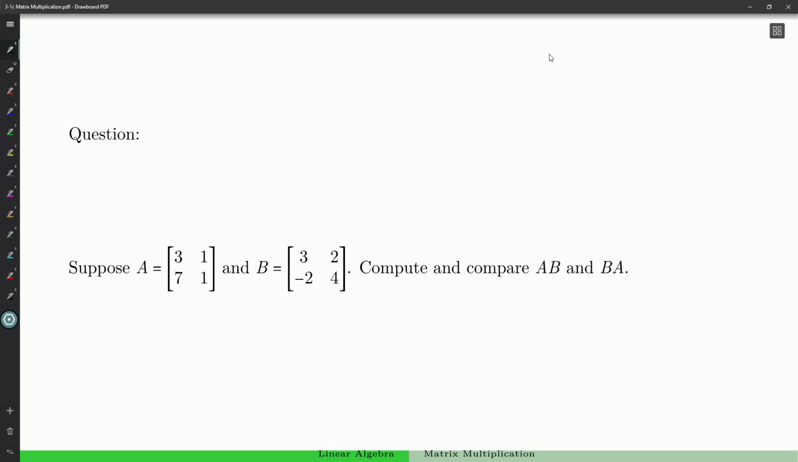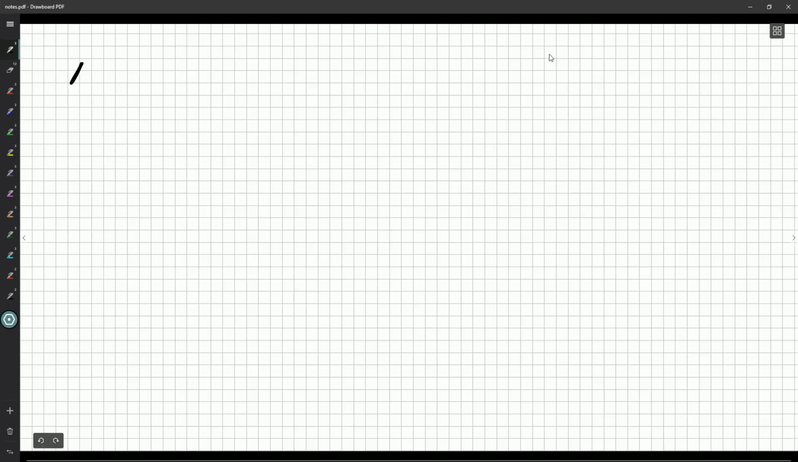Suppose we have two matrices, A and B. Compute and compare AB and BA. All right, so what are we going to need to do? Well, order for matrices matters. So let's work out AB first. So we'll put A in and then multiply it by B.